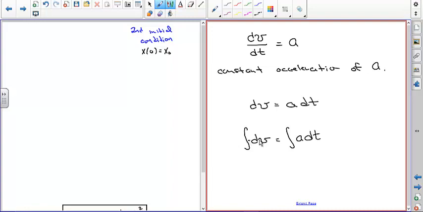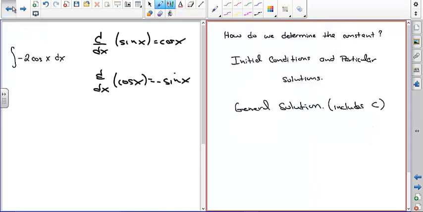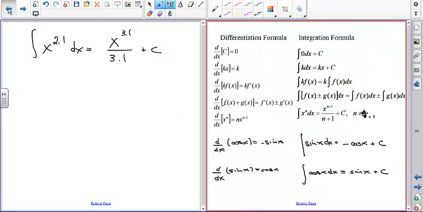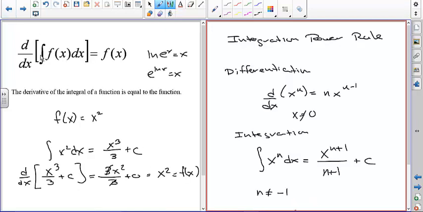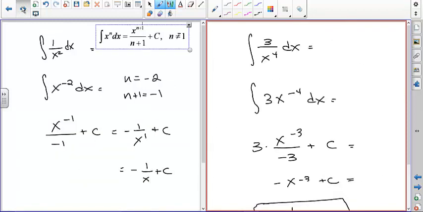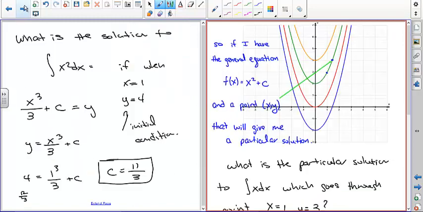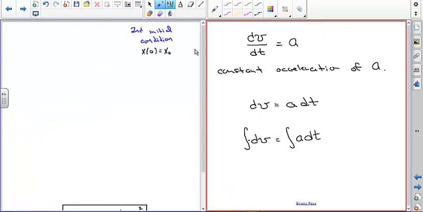Well, the integral of dv is, if we go back here, if you take the derivative of the integral, you get the function. If you take the integral of the derivative, you get the function. So it turns out that if you integrate dv, you just get v. So the velocity is a function of time. The integral of a dt, well, a is a constant, and the integral of dt is just t.